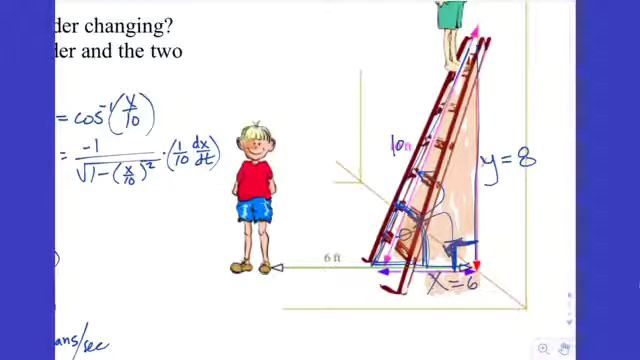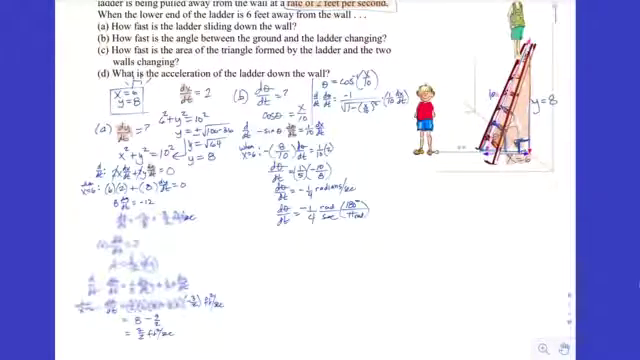So if the speed of the ladder down the wall is increasing and the velocity of the ladder down the wall is negative, what should the sign of acceleration be? Also negative. Yeah, because remember, when the velocity and acceleration are the same sign, speed is increasing. So we should end up with a negative acceleration.